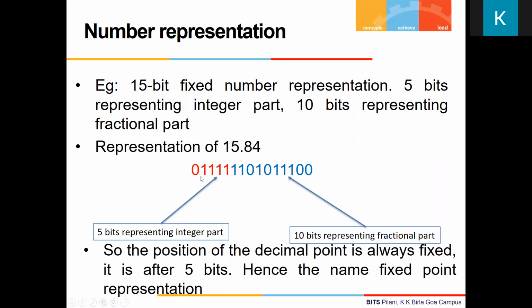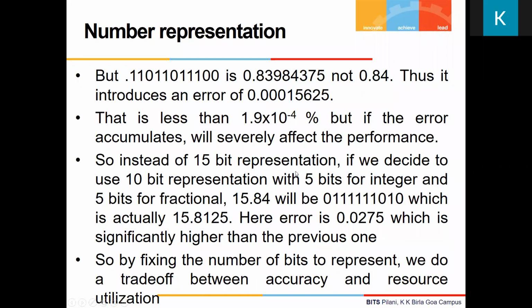So this is the integer part, which is plus 15, and this is the fractional part. It is not exactly 0.84. If you see, this part is actually 0.8398437. So some precision I lost, which is basically 1.9 times 10 to the power of -4. Some error is introduced. That will not immediately affect the quality of my output.